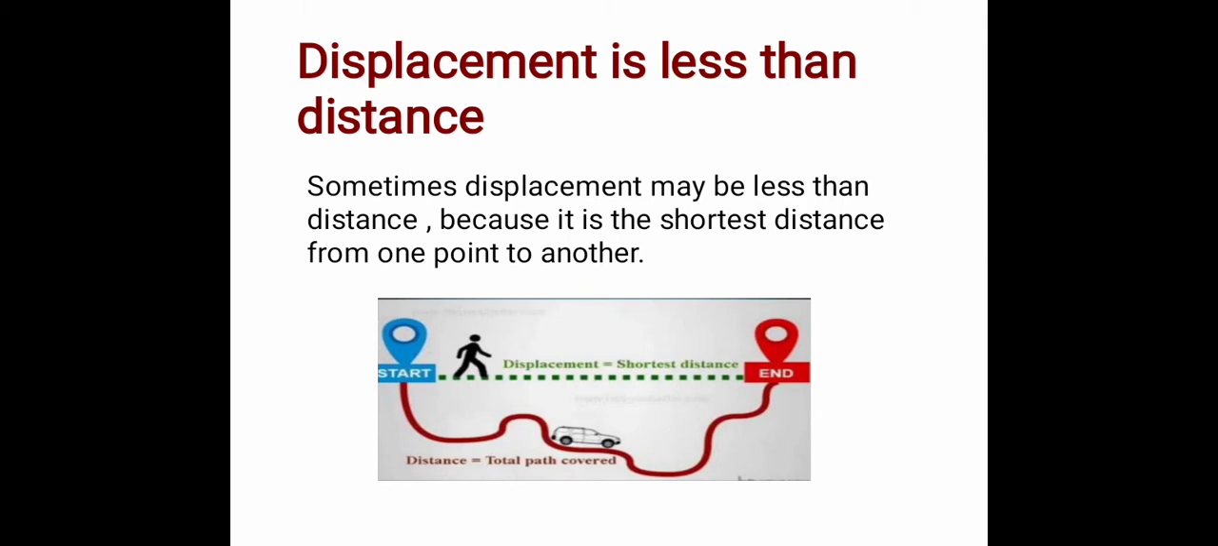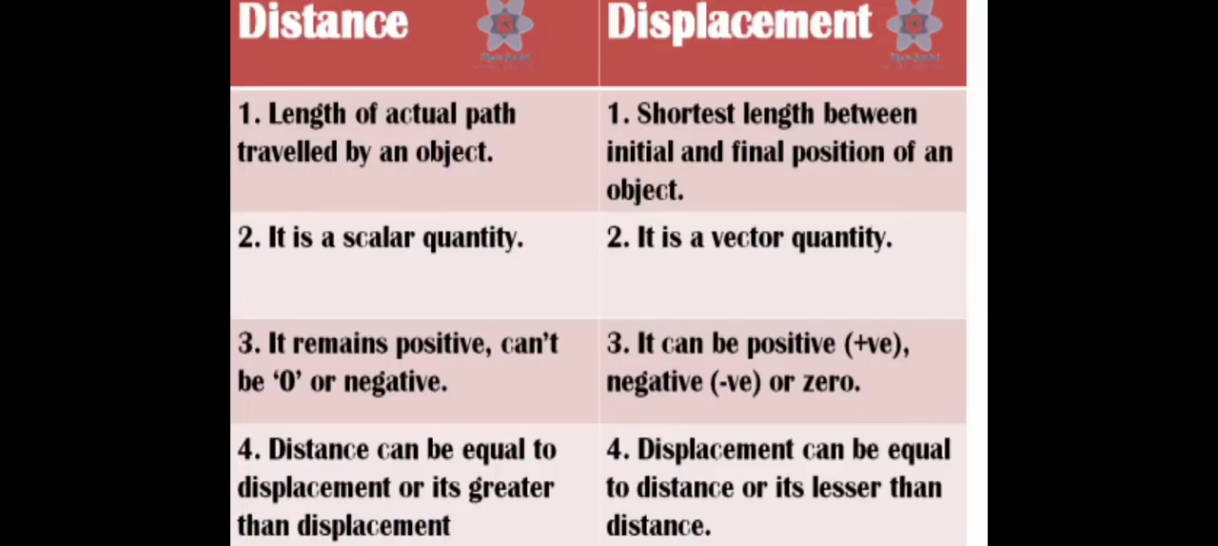So, displacement can be lesser than the distance covered. So, these are the properties of distance and displacement. Now, let us see a glimpse of the difference between distance and displacement. Distance is the length of the actual path traveled by an object, and displacement is the shortest length between the initial and final position of an object.